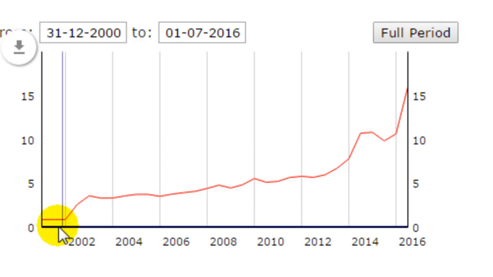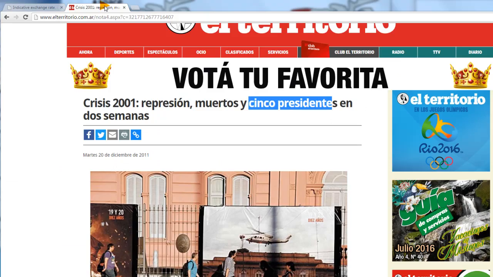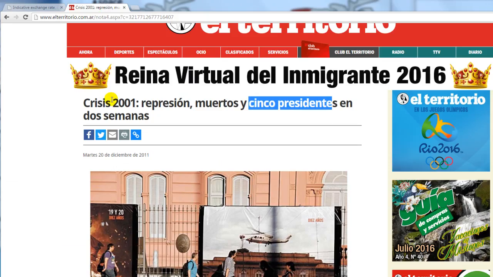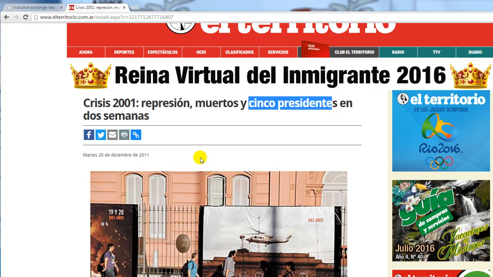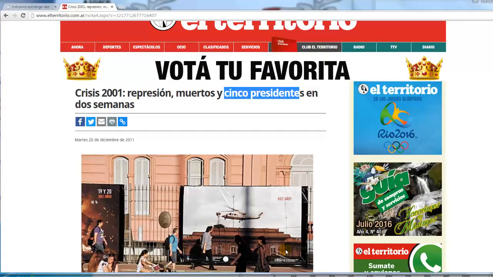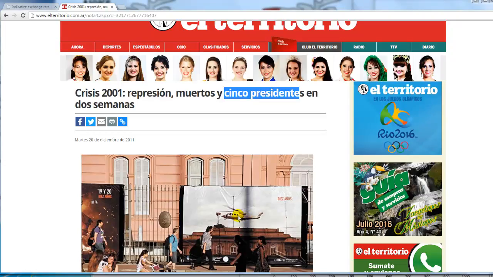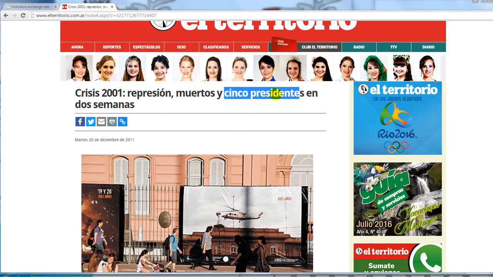At that time, when President de la Rúa finished, we can see here the crisis in 2001, 5 presidents in 2 weeks. When the Corralito happened, the president at that time, De la Rúa, had to escape in a helicopter, and then after he escaped, or kind of left, we had 5 presidents in 2 weeks.